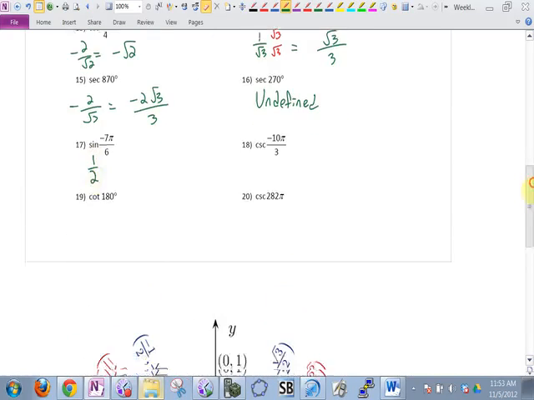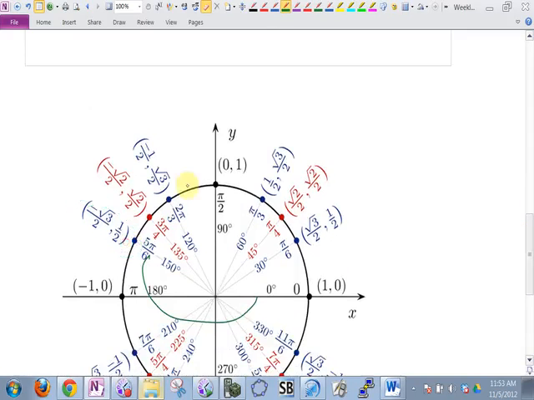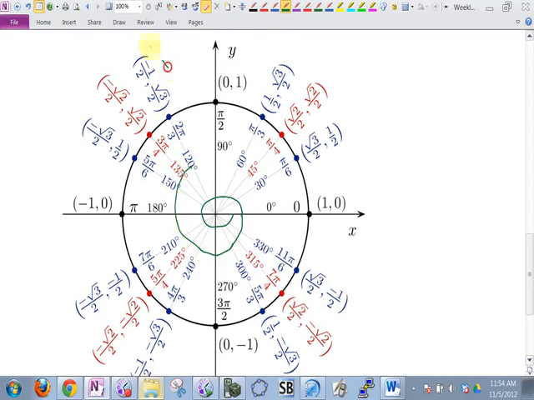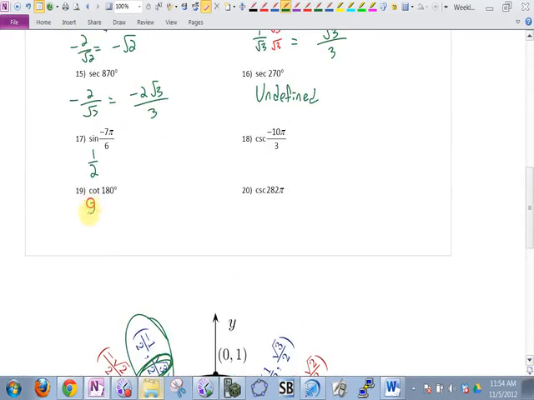The cosecant of negative 10 pi thirds. Negative 10 pi thirds. Well, one full rotation in the negative direction is negative 6 pi thirds. So there's negative 7, negative 8, negative 9, negative 10. Is it this angle right here? Negative 10 pi thirds. So the cosecant is the reciprocal of sine. So you're going to have 2 over radical 3. So that becomes 2 radical 3 over 3. Is that correct?